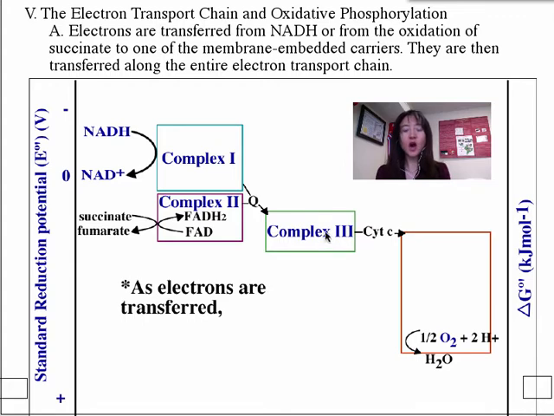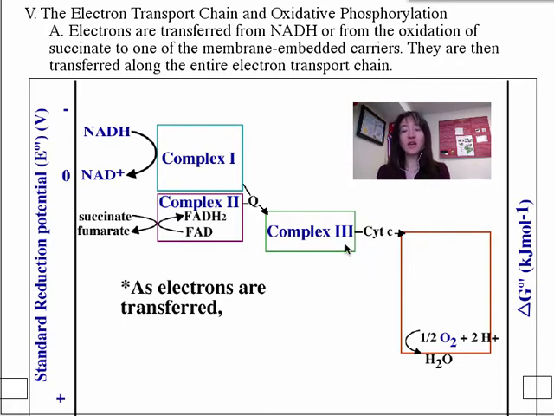Please notice that complex 3 has a much greater desire for electrons than Q does. And likewise, Q has a much greater desire for electrons than complex 1 does, or than complex 2 does. So all the while, we're getting the transfer of electrons from things that desire them less to things that desire them more, and that's resulting in free energy release. The next carrier of electrons in this chain is cytochrome C.